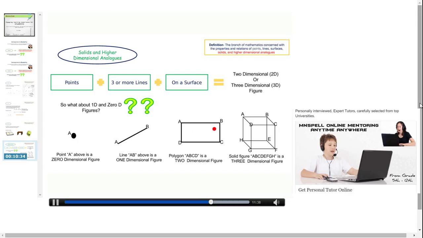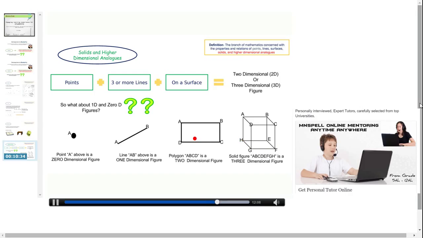A 2-dimensional figure will have a closed area. For example, if I have a triangle or a rectangle. In this case, this is a rectangle joined together by 4 dots A, B, C, D by 4 lines AB, BC, CD, and AD. This becomes my two-dimensional figure. And right over here is my three-dimensional figure, which is joined together by these 8 points A, B, C, D, E, F, G, and H.